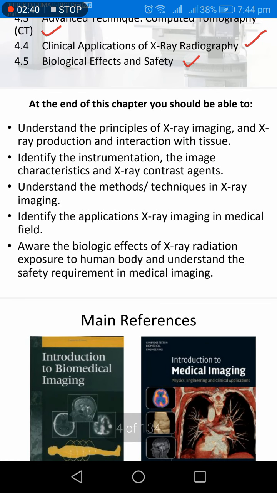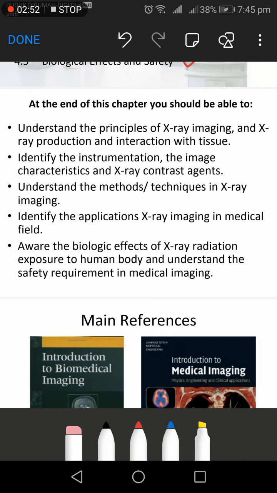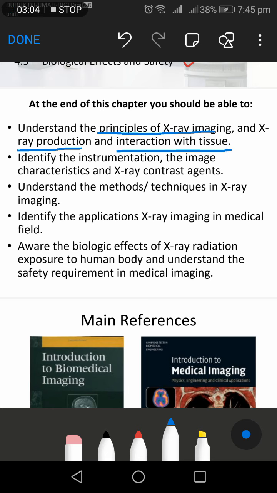As for the learning outcomes of this chapter, you, as the students, are expected to be able to understand the principles of X-ray imaging, and then X-ray production as well as the interaction within the tissue. Next, you should be able to identify the instrumentation, the image characteristics, and X-ray contrast agents. The third one, you need to be able to understand the methods or techniques in X-ray imaging.